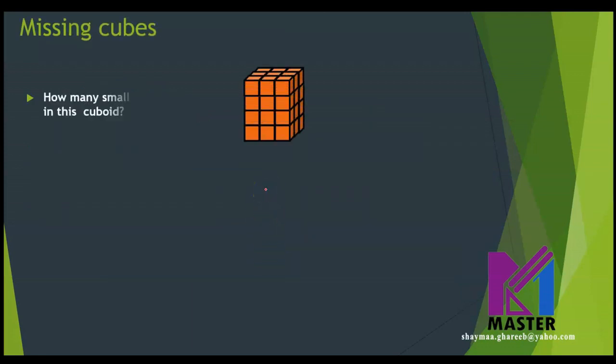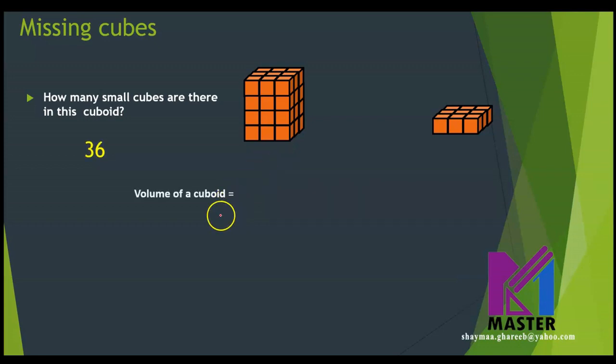Now let's see a different type of question about the cuboid. How many small cubes are there in this cuboid? As you can see, this cuboid has 4 layers of small cubes. Each layer has 9 small cubes. So I can just multiply 9 by 4: 9 and 9 and 9 and 9. So it will be 36 small cubes, or I can use the rule of the volume of the cuboid.